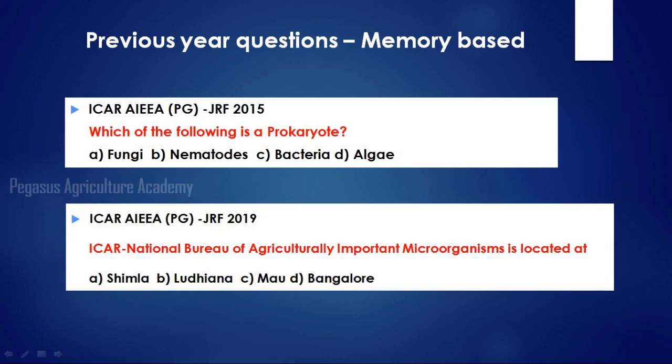So friends, that is all about the classification of microorganisms. Now we will see some previous year questions. These questions are memory based and were asked in previous examinations. Which of the organisms is a prokaryote? A, fungi; B, nematodes; C, bacteria; D, algae.